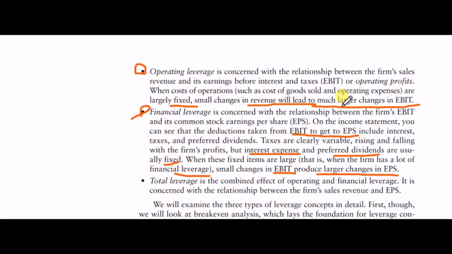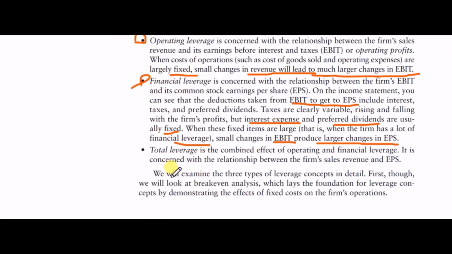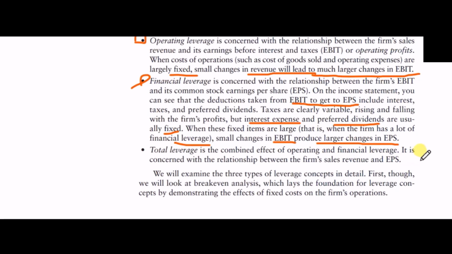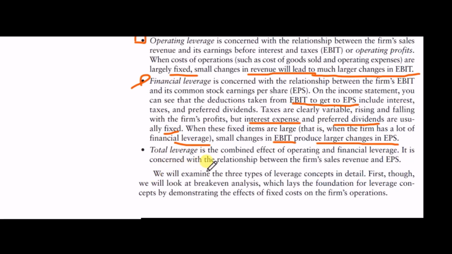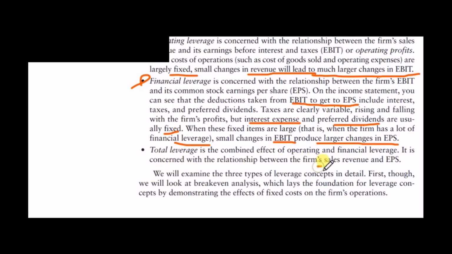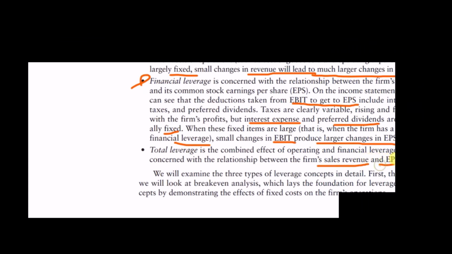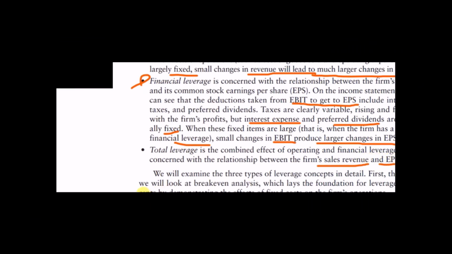Now the total leverage. Total leverage is the combined effect of operating and financial leverage. It is concerned with the relationship between the firm's sales revenue and EPS.